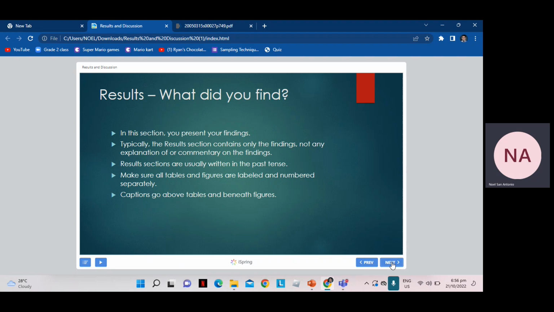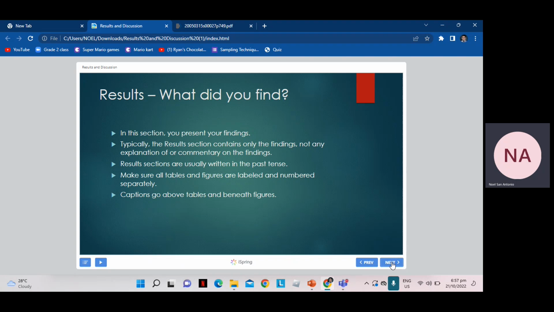So first with results. Results basically presents what you found out in your research. Okay, that's why it answers the question, what did you find? So in this section, you present your findings. Now, in your chapter 1, 2, 3, 4, 5 of your thesis, the results of the study is found in chapter 4, in the form of tables, di ba? So that is where you present your findings.